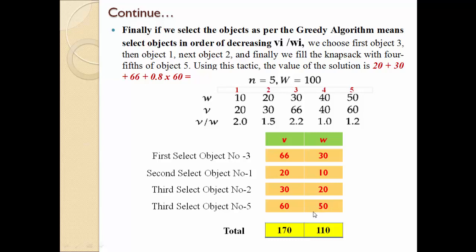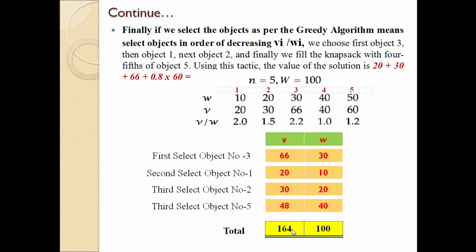So we cannot select the full object, but an eighth part of the object we can select to fill the knapsack, right? So an eighth part means 50 multiplied by 0.8, so it will be 40, and 60 multiplied by 0.8, so it will be 48. So just take the eighth part of object number 5, then we get a weight of 40 here, and the value will be 48. So the total weight of the knapsack will be 100, which is allowed, and the total value will be 164.